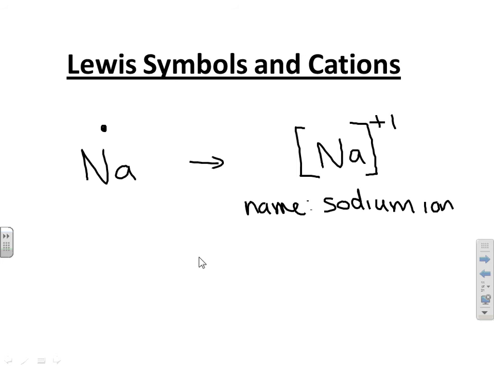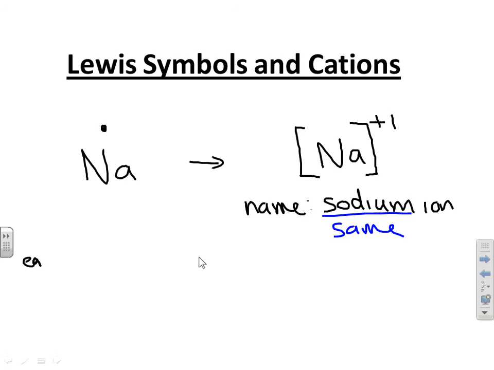You'll notice that the name stays the same. For the positive ions, the name stays the same. I have a sodium ion or a magnesium ion or an aluminum ion. It's for the negative ones where they get the "ide" ending, like a chloride ion. But the positive ones, the name stays the same. All right? Let's do another example here.